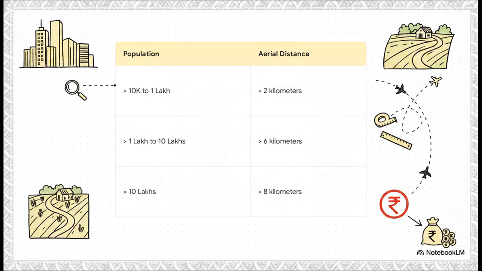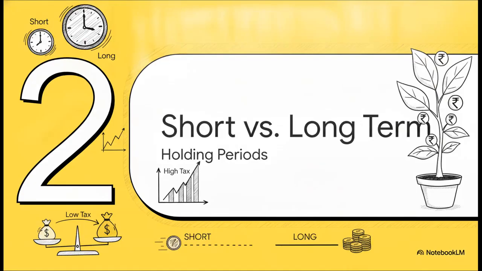Agricultural land is only exempt if it falls safely outside specific urban limits. Check this out. If a neighboring municipality has a population between 10,000 and 1 lakh, your land has to be more than 2 kilometers away, measured aerially, to be considered rural. If the city's population is up to 10 lakhs, your land needs to be more than 6 kilometers away. And for those massive urban centers with over 10 lakh people, your land must be strictly outside an 8-kilometer aerial radius. If it falls inside any of those zones, boom, it's an urban capital asset, and selling it will absolutely attract capital gains tax.